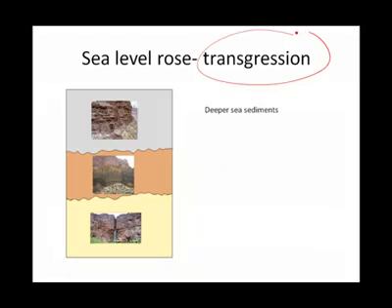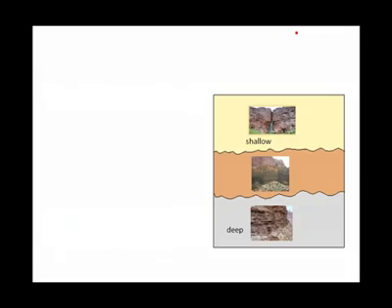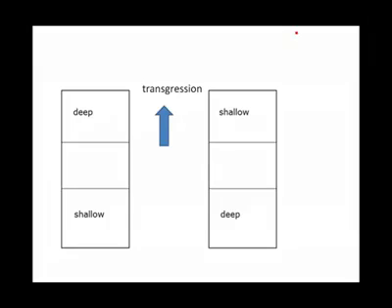As sea level rises, you can end up having deeper sea sediments making rocks that are on top of shallow sea sedimentary rocks. What if instead you've got shallow rocks over deeper rocks? You guessed it, sea level must have gone down over time. And that is called a regression. So a transgression happens when you have sea level going up, causing deep rocks to be over shallow rocks. A regression happens when you have shallow over deep because sea level has gone down.